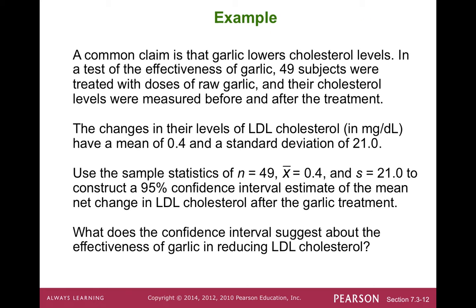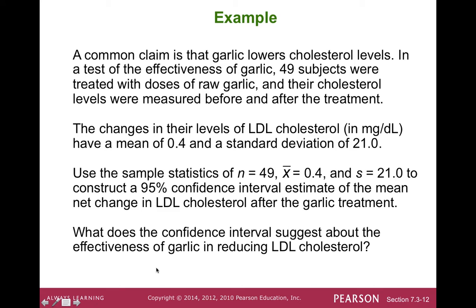Okay, so here's an example. A common claim is that garlic lowers cholesterol levels. In a test of effectiveness of garlic, 49 subjects were treated with doses of raw garlic, and their cholesterol levels were measured before and after. The changes in their levels of LDL, which is a type of cholesterol, in milligrams per, let's see, I'm not sure, deciliters I think, have a mean of 0.4 and a standard deviation of 21. So we're given our mean and our standard deviation.